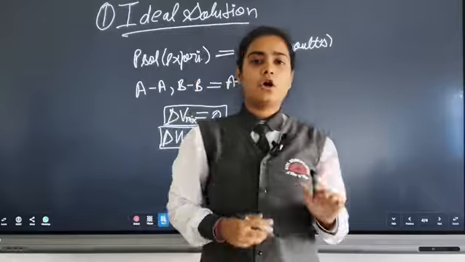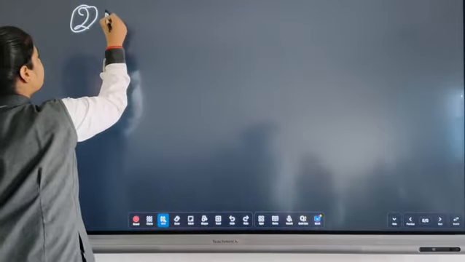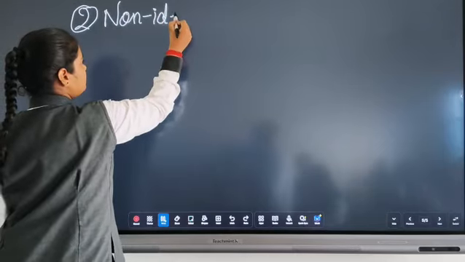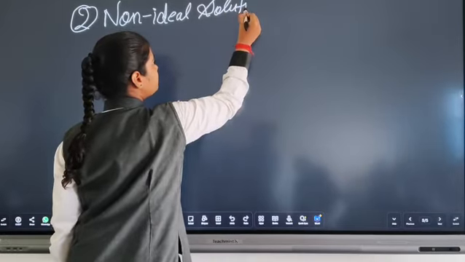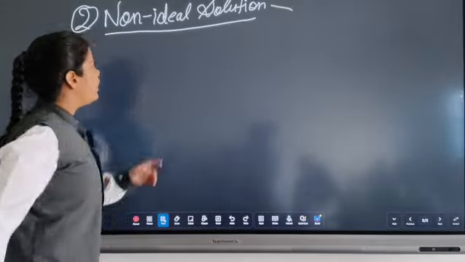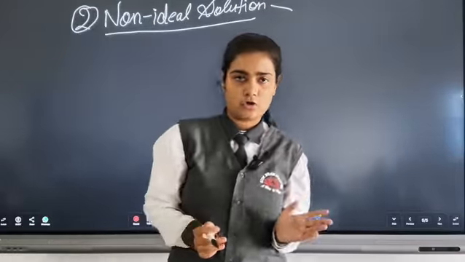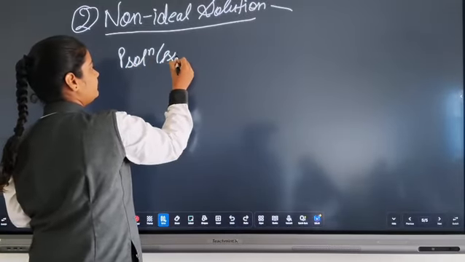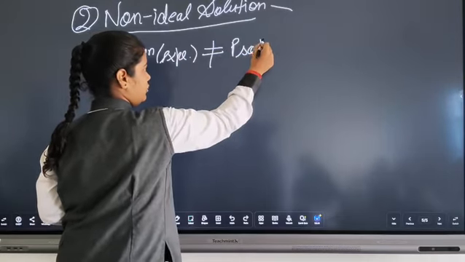Now we will talk about the non-ideal solution. It is the second type of solution according to Raoult's law. A non-ideal solution we can understand as one that is not ideal. It means it does not follow Raoult's law. It means the partial vapor pressure of the solution found through experiment is not equal to the partial vapor pressure of the solution calculated through Raoult's law.